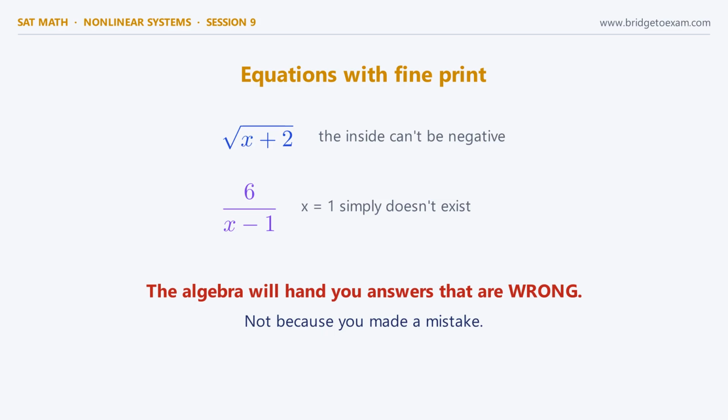Not because you made a mistake. You can do every step perfectly and still produce a false solution. So today we learn where those phantom answers come from and the one habit that eliminates them. This is the session where checking your answer stops being optional and becomes part of the math.